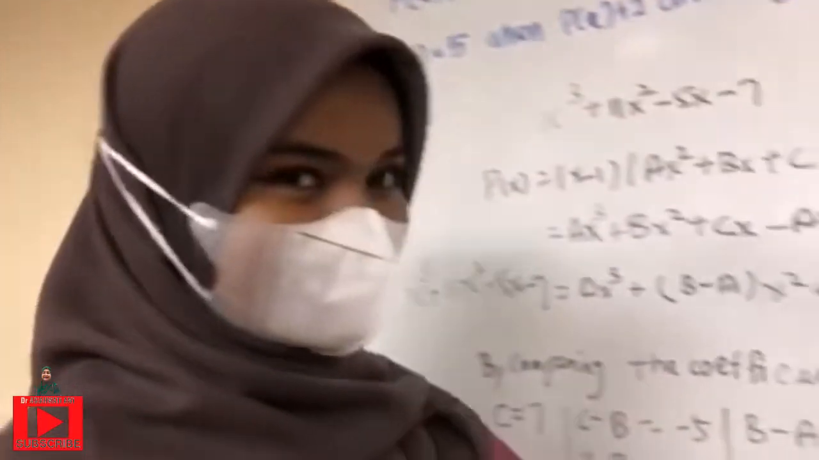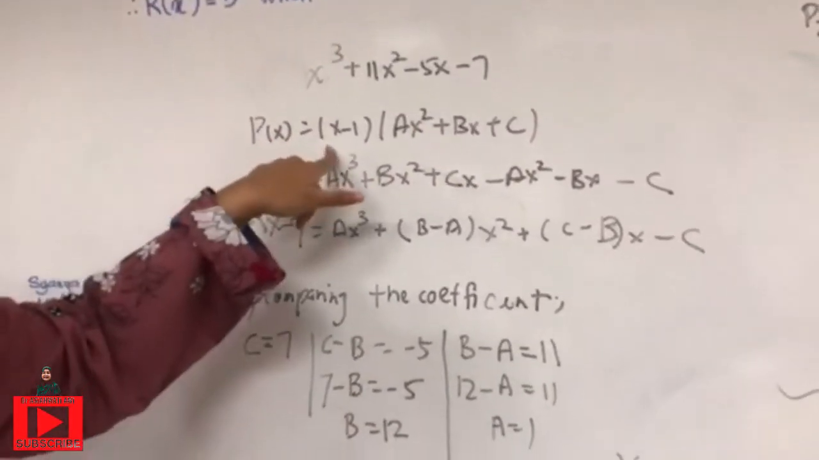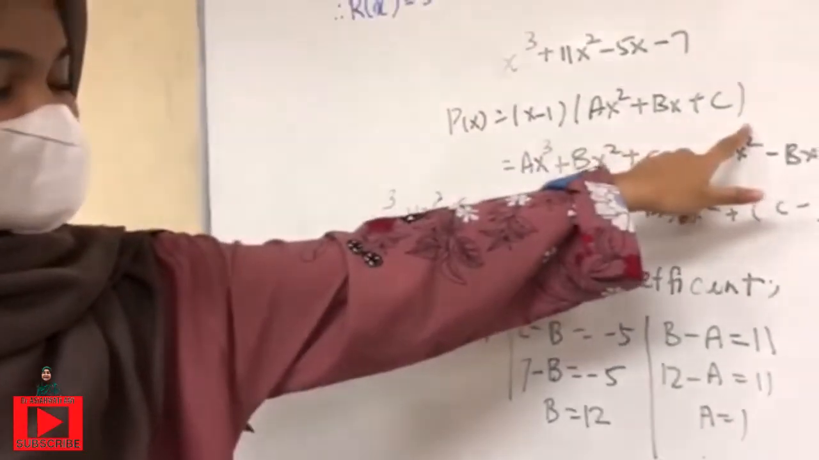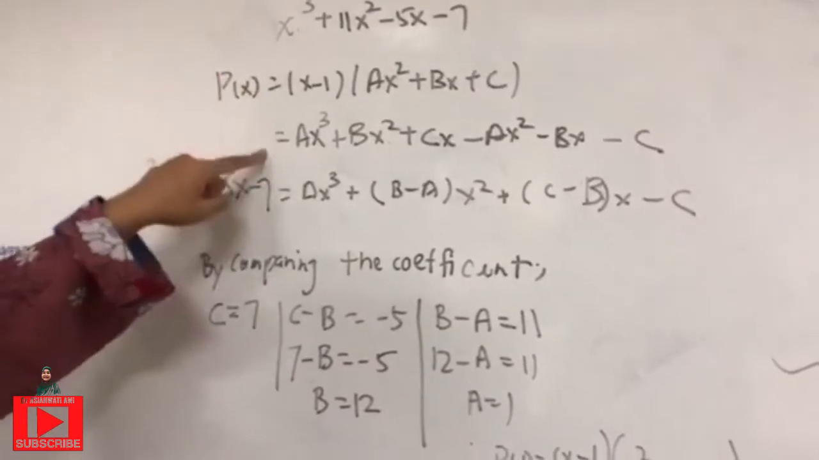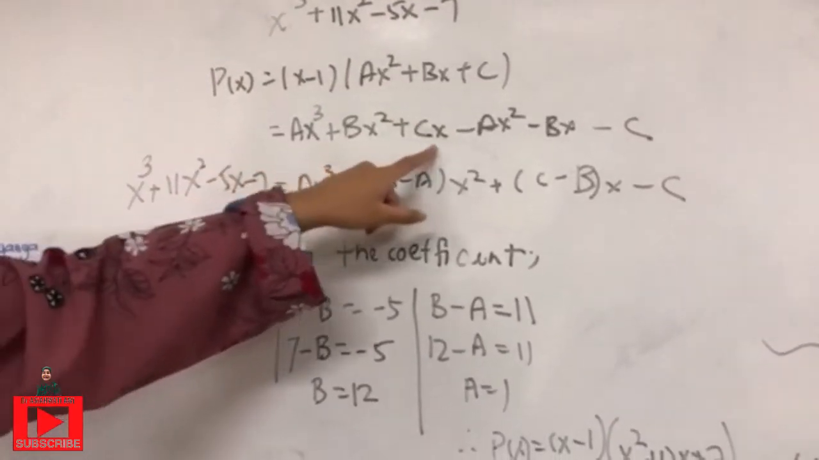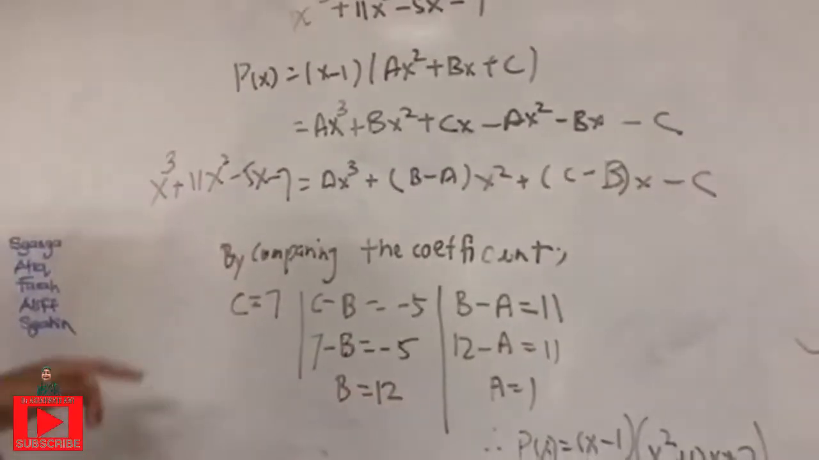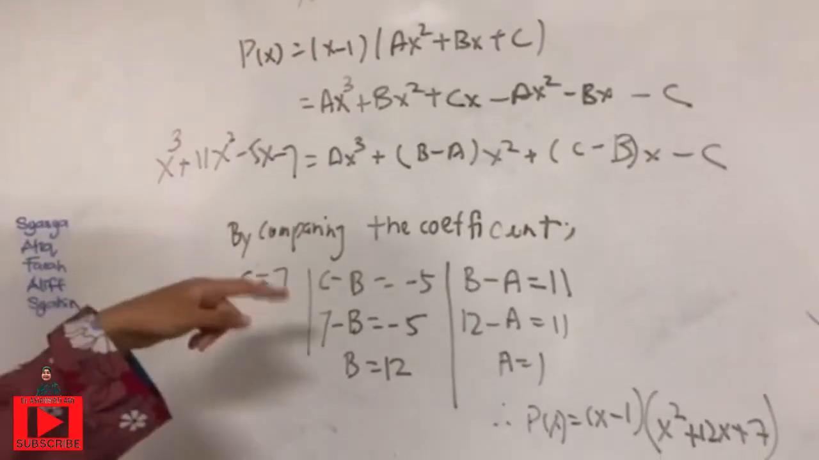Selain daripada kita guna long division, kita boleh guna method compare coefficient. Jadi kita tahu dia punya one of the factor is x minus 1. Kita masuk dalam ni, dan ni ialah general formula untuk quadratic. Jadi kita expand equation ni, kita dapat ax cube plus bx square plus cx minus ax square minus bx minus c. And compare with this equation, compare the coefficient.